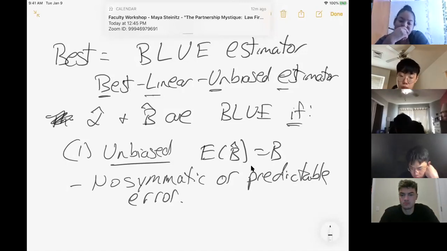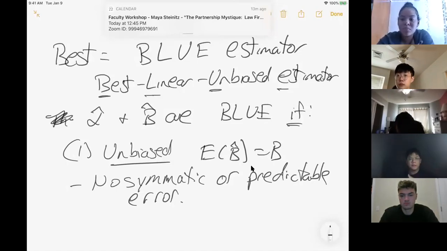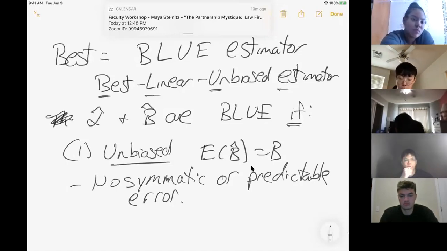So does unbiased mean that our estimates are never wrong? No, we know they can be wrong. What we're saying is they're not predictably wrong. They don't predictably overestimate, or predictably underestimate, or make an error that could be easily correctable. That's another way of saying what unbiased means. There's no error here that's easily correctable.